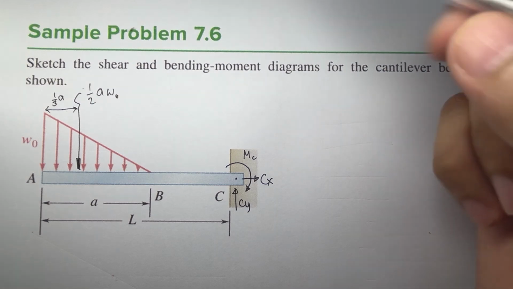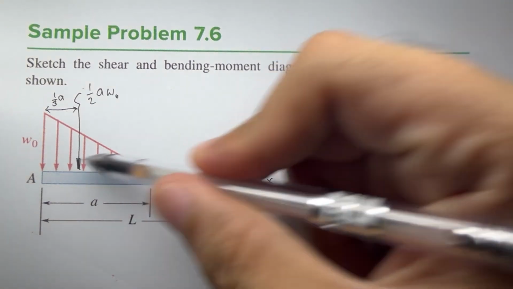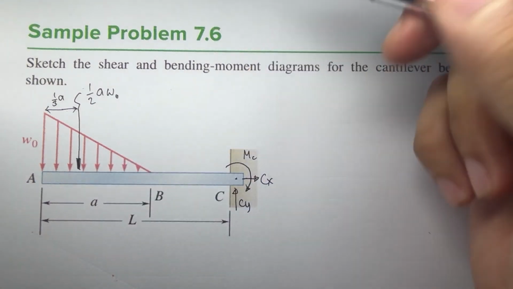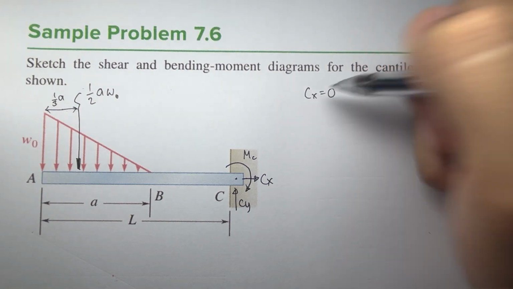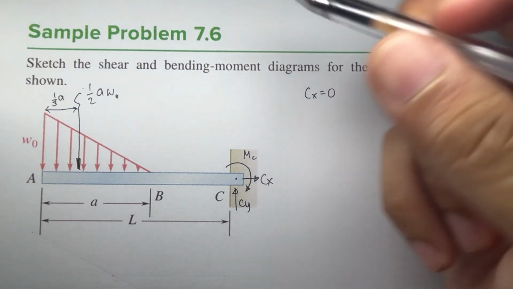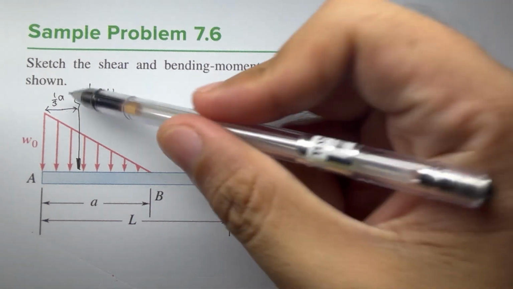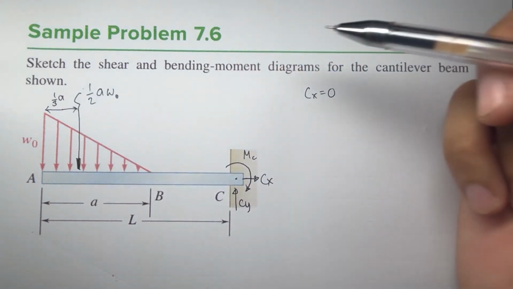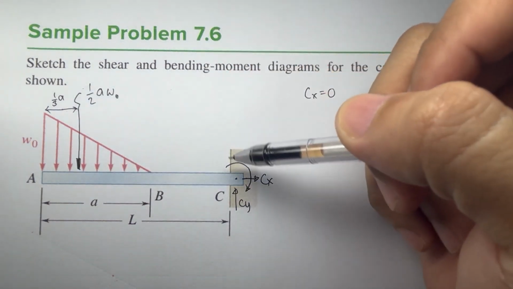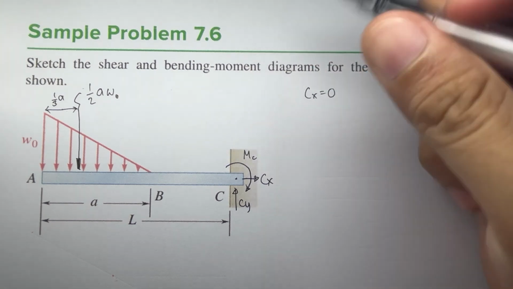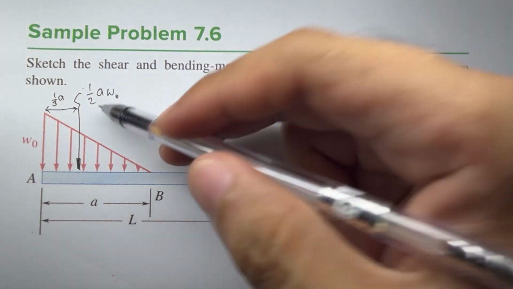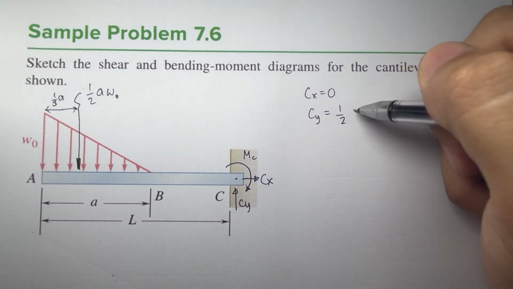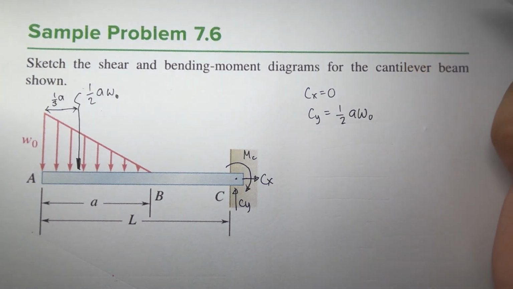Now, since there's no load along the horizontal, we have our Cx here equal to 0. And how about Cy? Cy is just equal to this concentrated load. If we sum all the forces along y, we have our Cy equal to 1/2 A omega naught. And how about the moment MC?